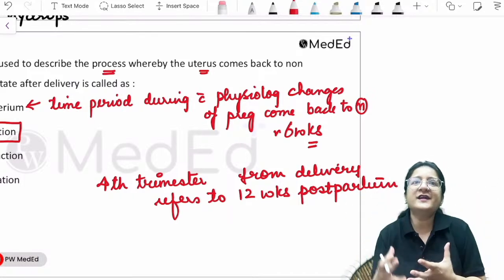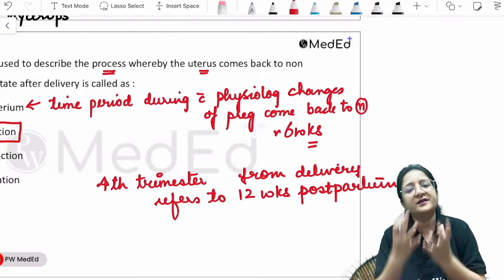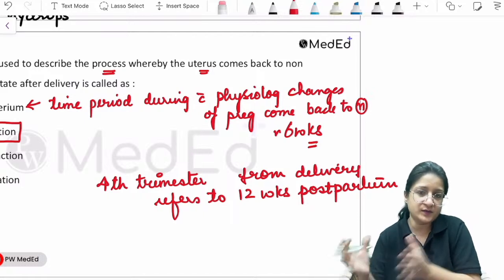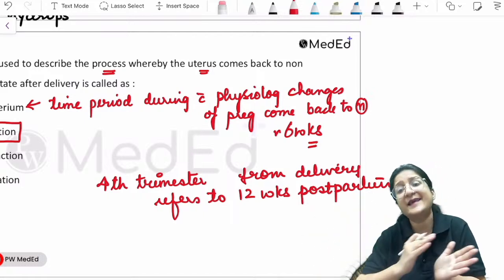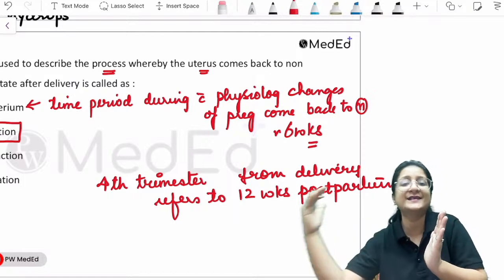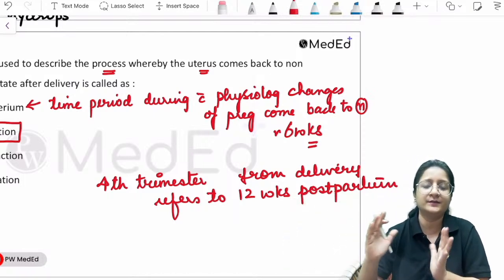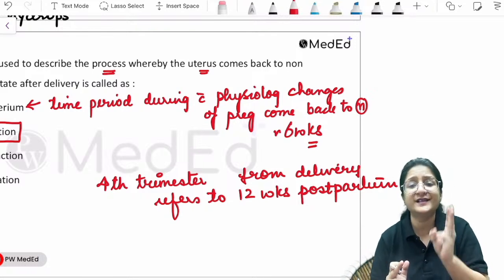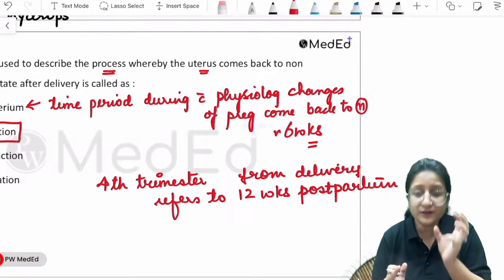They have mentioned the fourth trimester because after delivery we should ensure that we see the woman at least at 12 weeks postpartum, so that the care of the woman after delivery is extended till 12 weeks postpartum. That is the reason they have defined a fourth trimester. So don't get confused in these three terms. They are different.